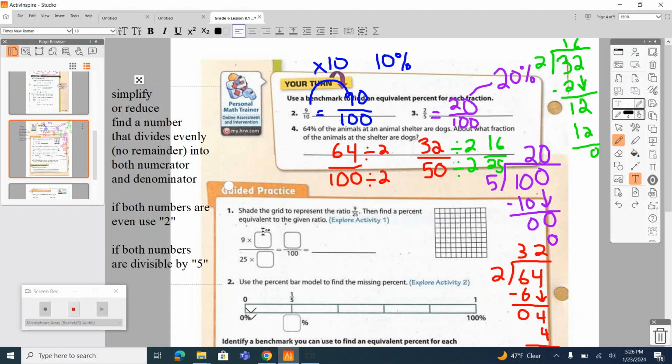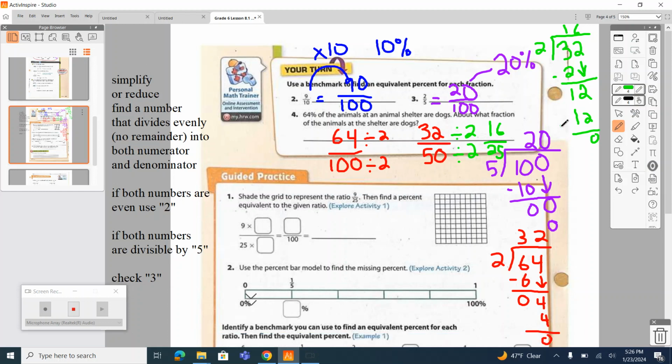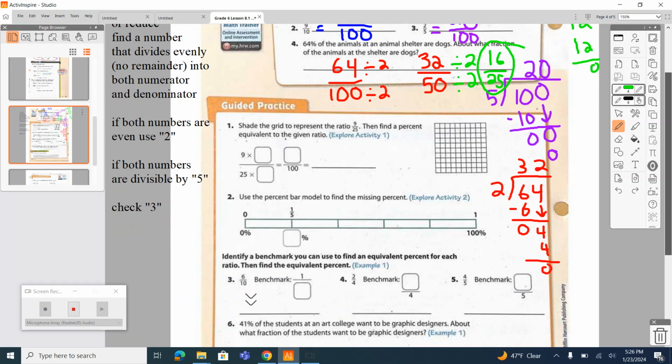And then I would say check 3. And you can check 3, or you can know that if these numbers add up to a multiple of 3, then it's divisible by 3. For example, 16, 1 plus 6 is 7. 7 is not divisible by 3, so this is not divisible by 3. 2 plus 5 is 7. 7 is also not divisible by 3, so this is your final answer. So if you check 2, 5, and 3 to simplify, and then you keep doing it if you need to, you will get the simplest form. For the next part of the classwork, you are going to look at the guided practice.